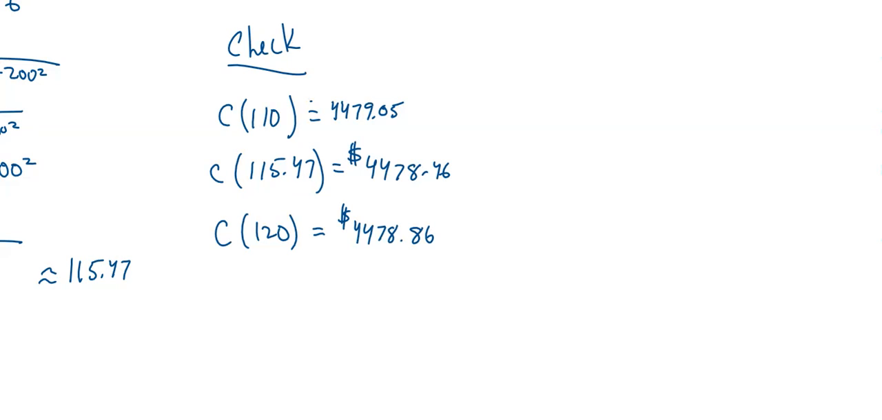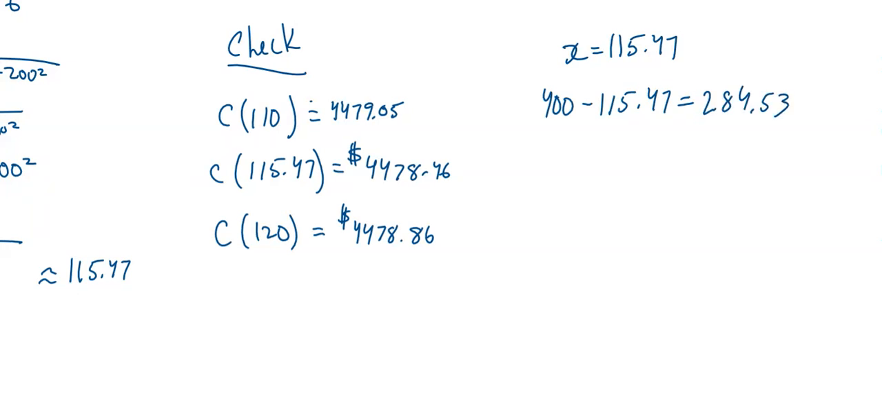So I'm going to go ahead and find the other values that are involved. So x is 115.47. 400 minus x works out to 284.53, and y is about 230.94.